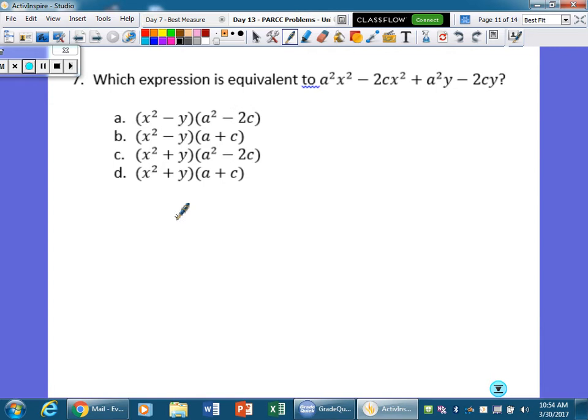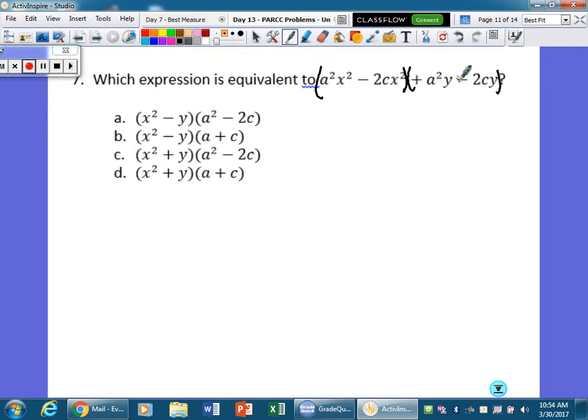All right, 7. 7 is a fun one. It is a grouping problem. Just like number 3 on your warm-up, you need to group these together. So we always group the first 2, and then the next 2. Now again, how did I know it was grouping right off the bat? There's 4 different parts. I can't take out anything common to each part, because this one has A's and X's, this one has C's and X's, A's and Y's, C's and Y's. Okay, so we need to take out what it has in common.